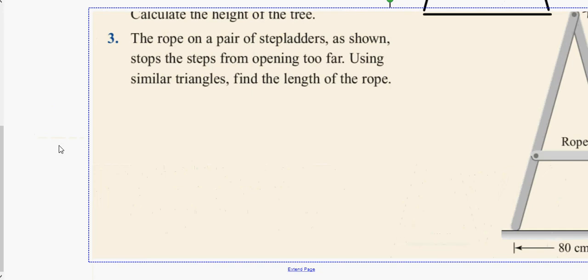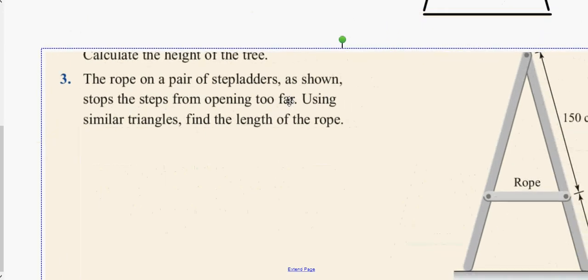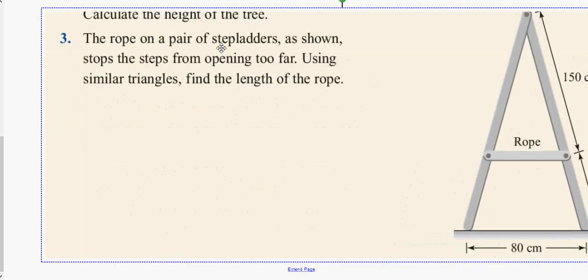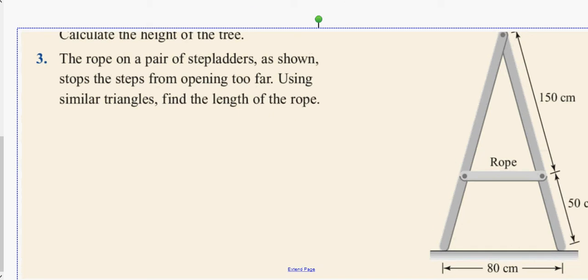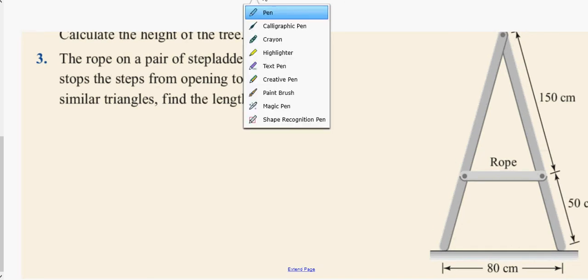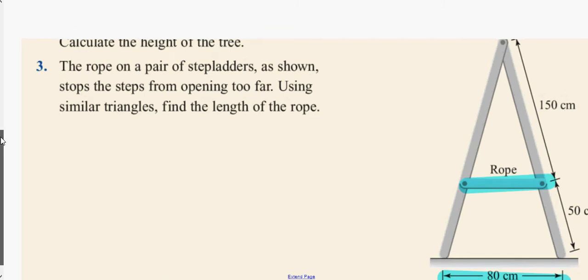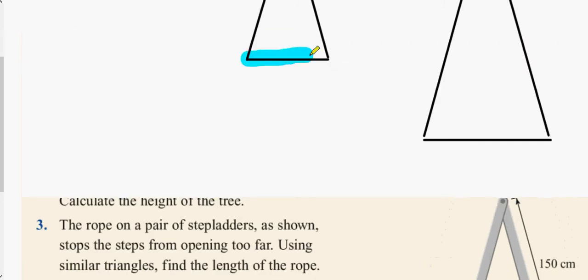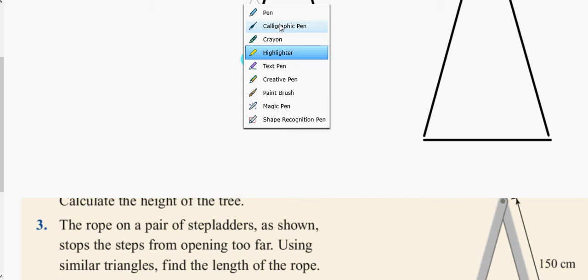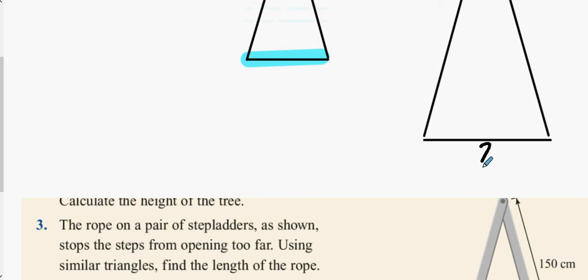The rope on a pair of step ladders is shown. The rope stops the step ladder from opening too far. Using similar triangles, find the length of the rope. Essentially, we're looking for the length of this one here, which corresponds to the 80. Just remember that. So we're looking for the length of the rope, and it corresponds to 80. I'll call this X, call this 80.